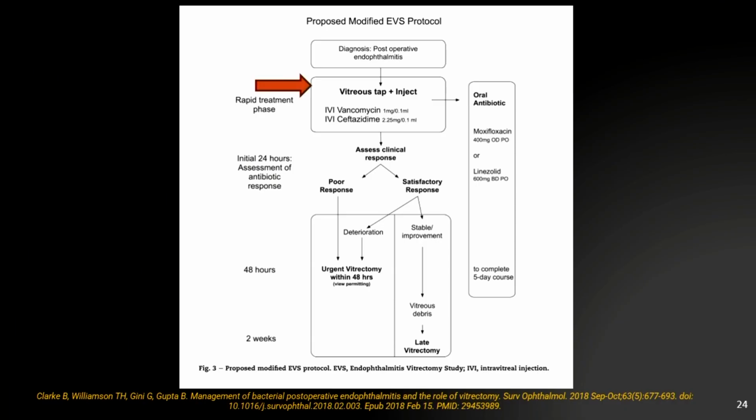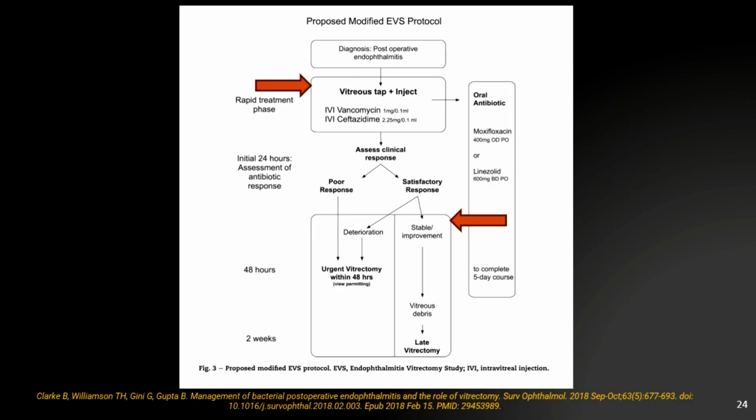At the outset of clinical suspicion, a vitreous tap with injection is to be performed, usually with intravitreal vancomycin and ceftazidime in the given dose. Simultaneously, oral antibiotics like moxifloxacin or linezolid should be started for a complete 5-day course. Assess clinically. If the response is there, it should be repeated. If vitreous debris is still there after resolution, late vitrectomy can be performed.